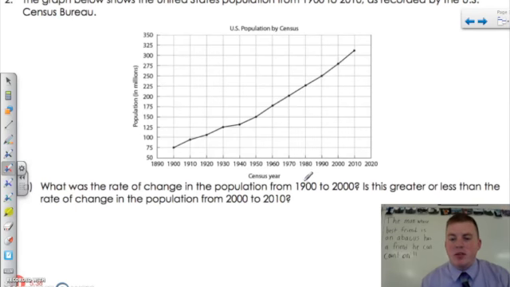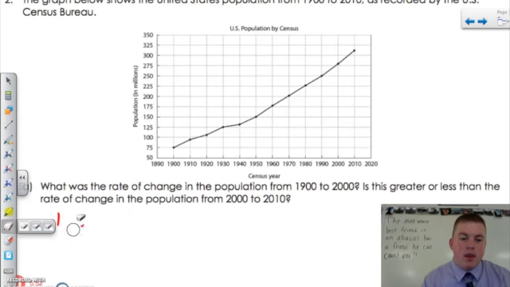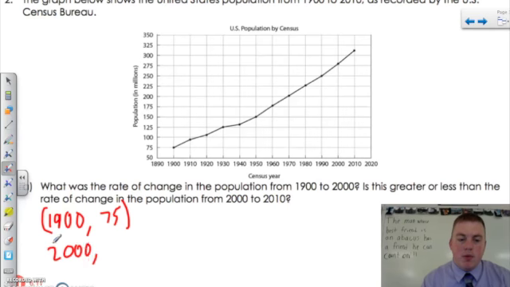Now I need ordered pairs, and I want them over the interval 1900 to 2000. So what I'm going to do is go up to my graph, and I'm going to look at where x is 1900. It looks like my y value is going to be 75. Now I'm going to have to do the same thing with the year 2000. I'm going to go to where the graph is 2000, and I'm going to go up, up, up, and it looks like it's right about at 275.